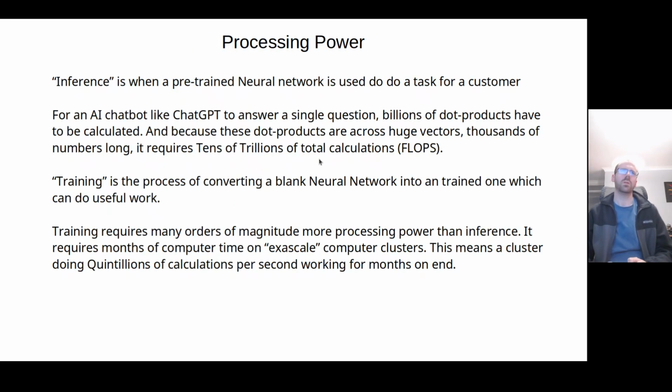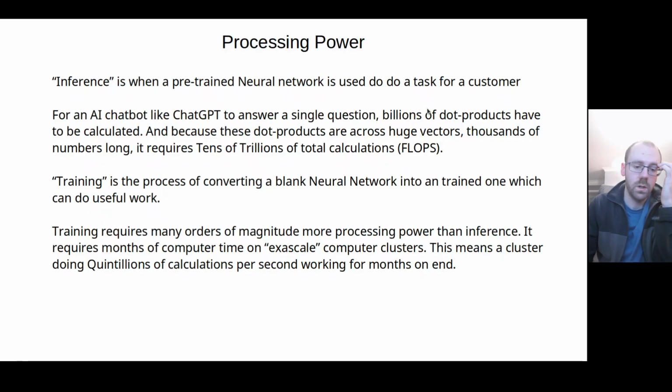Cool, so another slide that I can't really remember what I wrote: processing power. So the difference between inference and training, right? Inference is you've got a model that's already been trained and you just want to use it, right? So when you're talking to ChatGPT or using any kind of generative AI model, this is inference. It's not learning anything, you're just asking it to do something and it's doing it for you. So for a chatbot like ChatGPT to answer a single question, billions of dot products have to be calculated. And because these dot products are across huge vectors, it requires tens of trillions of total calculations.